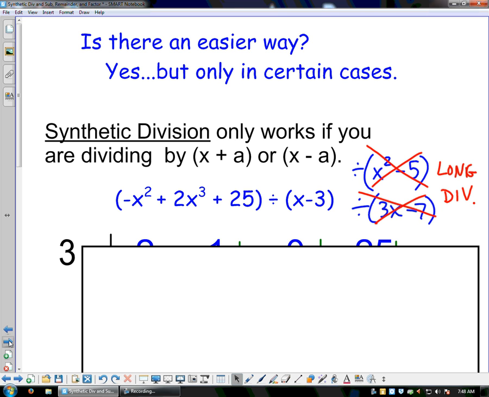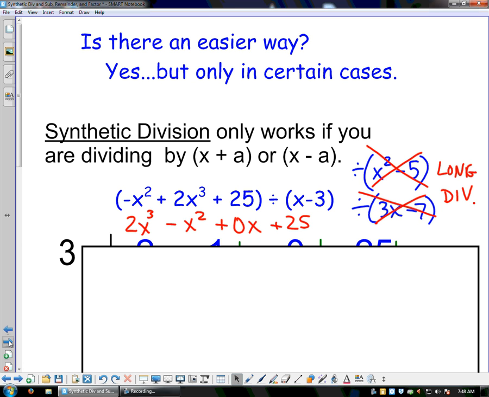You have to fix that. So if I fix this, I write 2x to the third minus x squared. Now there's not a term with x here, so I'm going to add in a 0 just to keep things in order. Plus 25. So if there's a missing term, you have to fill in a 0 for that term.